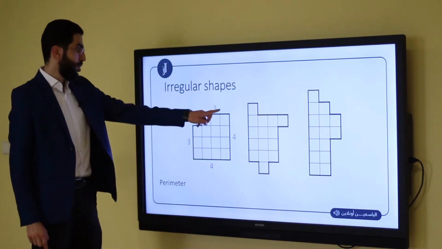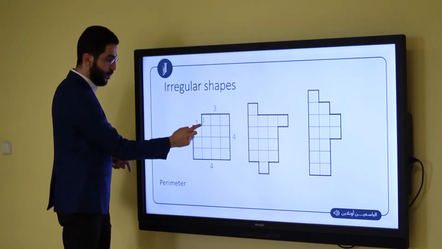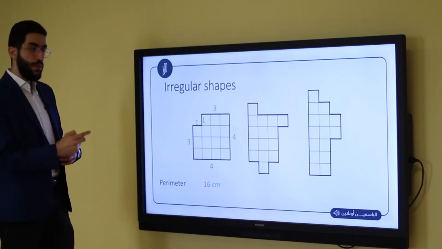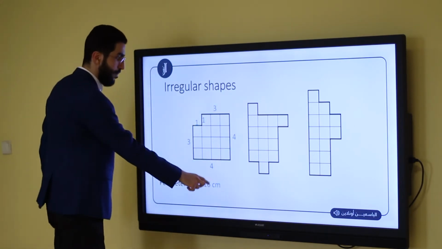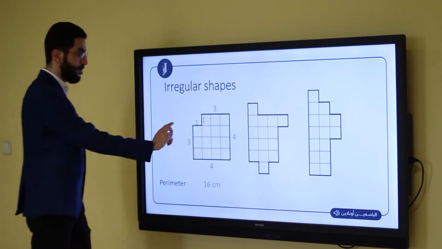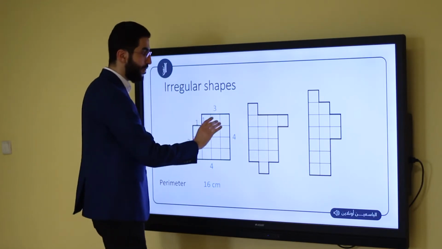So see, we should calculate all the surroundings. This one, this one, this one, this one, this one, and this one. So we add them all, we get 16. So the perimeter of this shape is 16 centimeters. Now again, we always do the same thing. We just follow the steps.